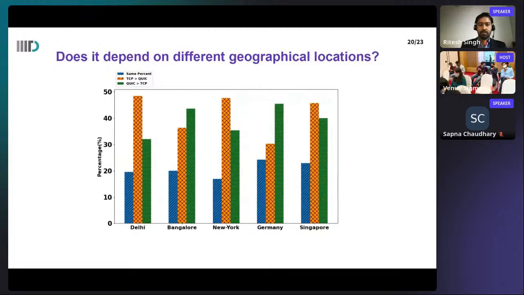The third question is: does it depend on different geographical locations? We have collected the data from different geographical locations, namely Delhi, Bangalore, New York, Germany, and Singapore. From this plot, we can see there are cases when TCP performs better. For example, in the case of Delhi, New York, and Singapore, TCP is better than QUIC. Whereas in the case of Bangalore and Germany, QUIC was better than TCP. Hence, we again cannot conclude anything.